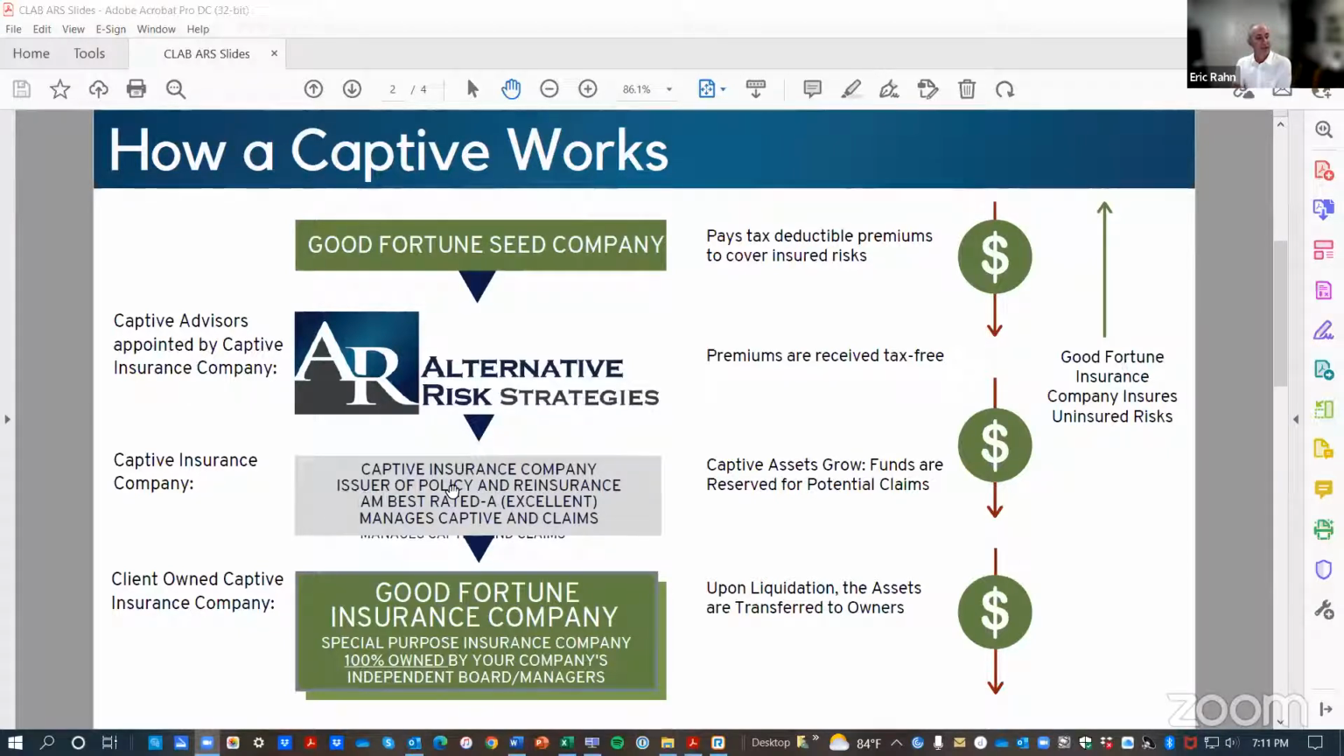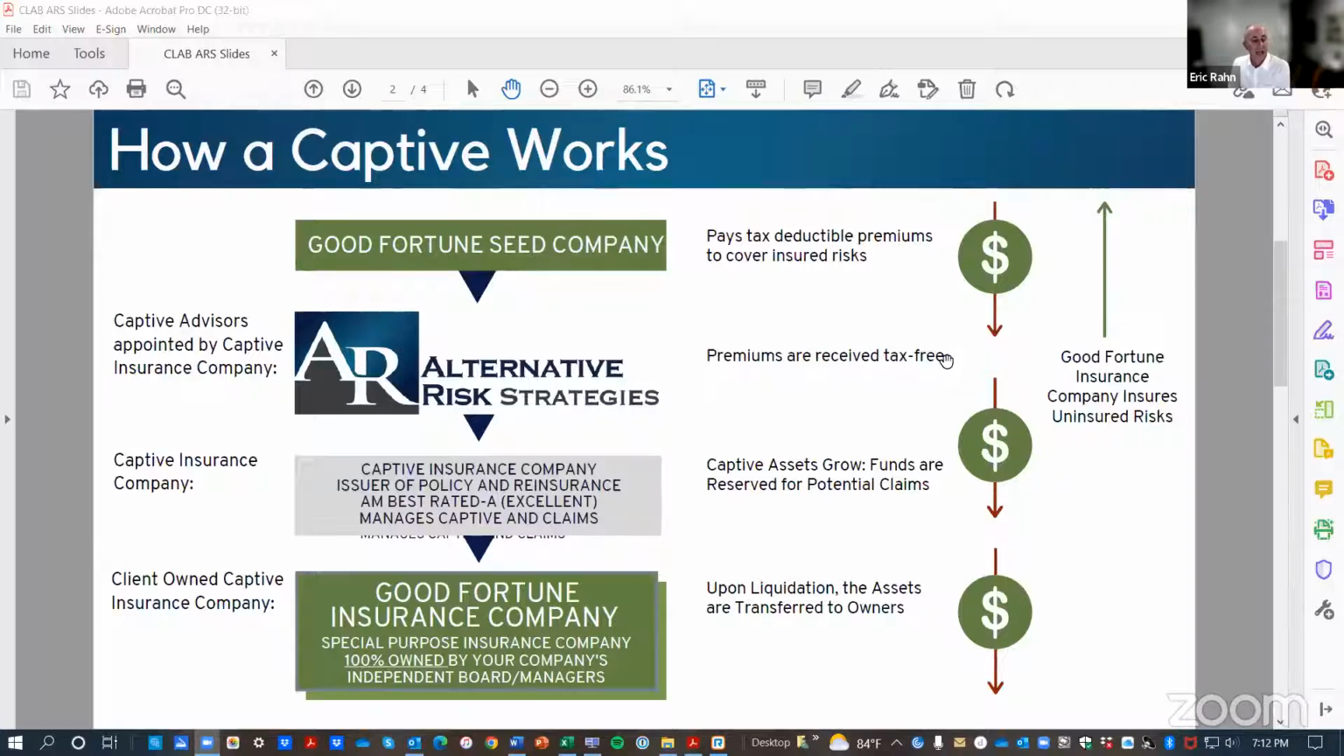The captive insurance company is the issuer of the policy and obtains reinsurance from, in this case, an AM Best rated company, and manages the captive and the claim. And what happens is Good Fortune Insurance Company is formed. It's a special purpose insurance company, 100% owned by the company's independent board and managers. So Good Fortune Seed Company pays tax deductible premiums to cover insurance risk. And Steve's going to talk a little about this phrase here because it's a little different for a cannabis company.